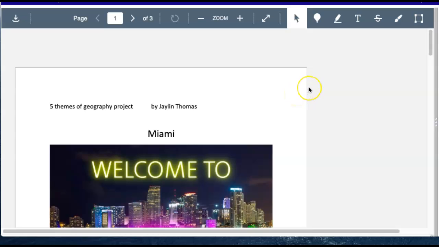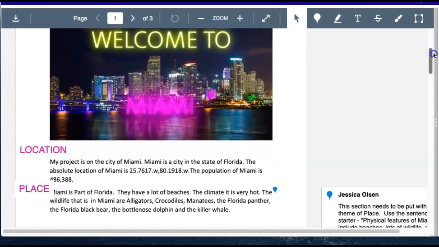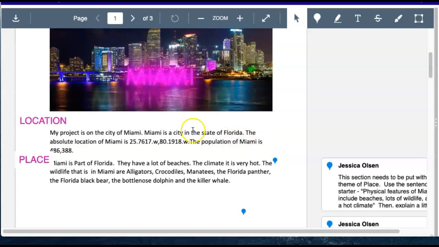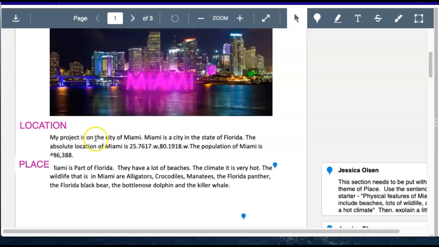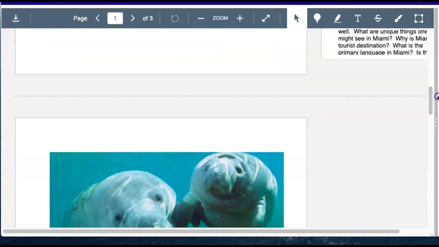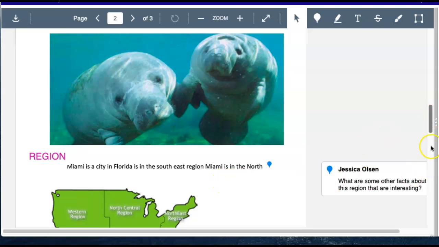I thought I would make this video to provide feedback on your 5 themes of geography project about Miami. So here we go. First of all, what you need to add into each of the sections are the themes of geography. I think I was able to discern which part of your writing fit with the themes. For example, this very first paragraph should be labeled with location. The second paragraph is about place. The third paragraph is about region, and so on. So you need to add those into your project.